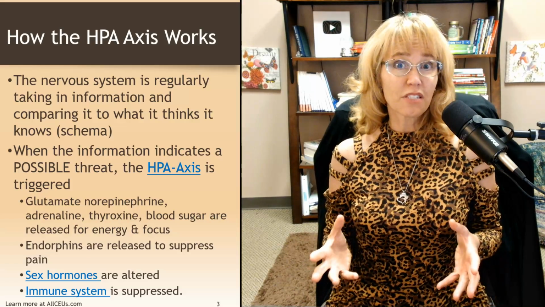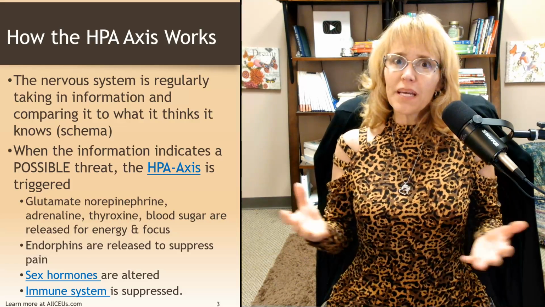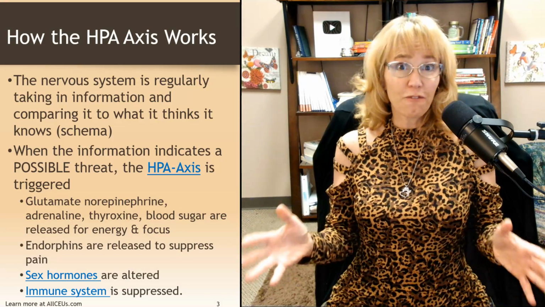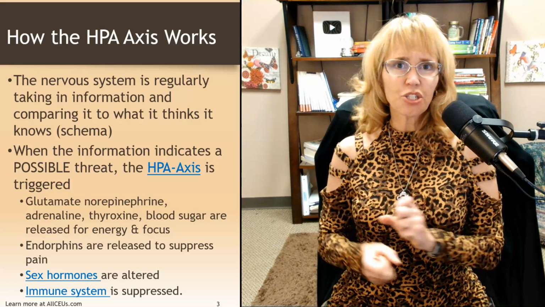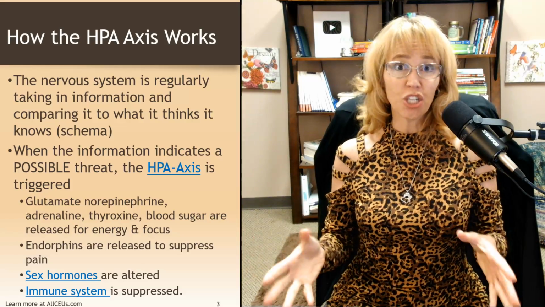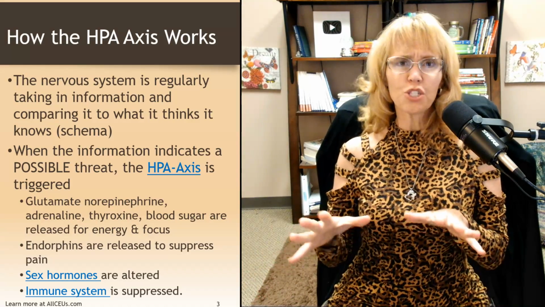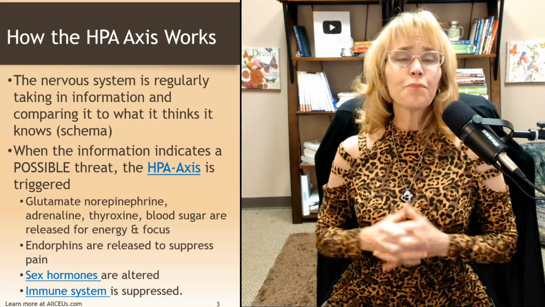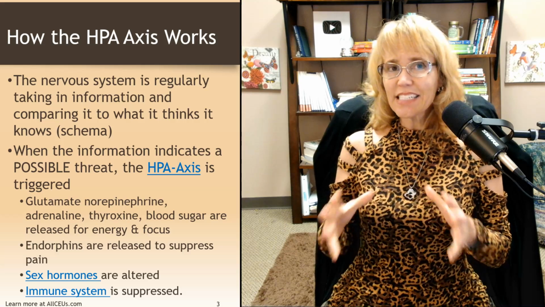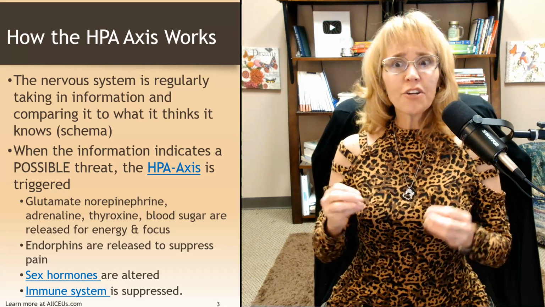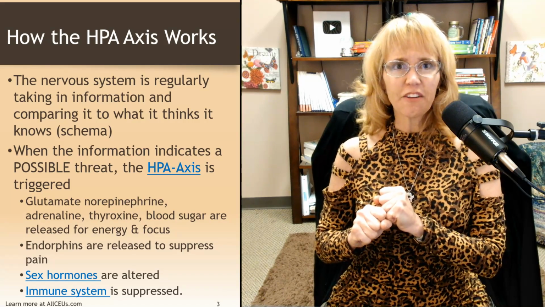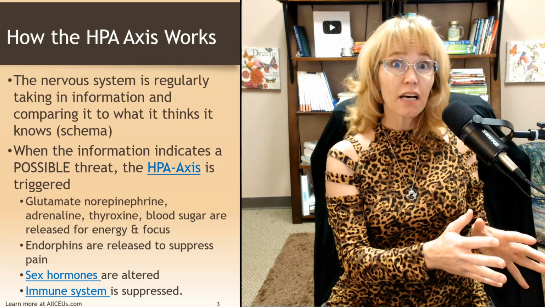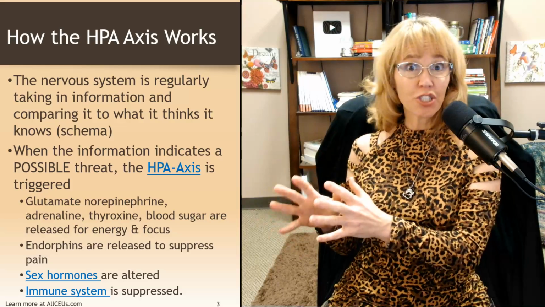Your sex hormones, your gonadal hormones are altered because if there's a threat, it's not the time to procreate. Okay, it's time to fight or flee. Now, estrogen and testosterone have a lot more functions than just libido, which is why I say they're altered. They aren't completely suppressed. And your immune system is suppressed. Now, that's important to recognize that under stress, when the HPA axis is activated, your body is saying, we need to fight or flee. We'll work on repairing later. Right now, focus all your energy on fight or flee.